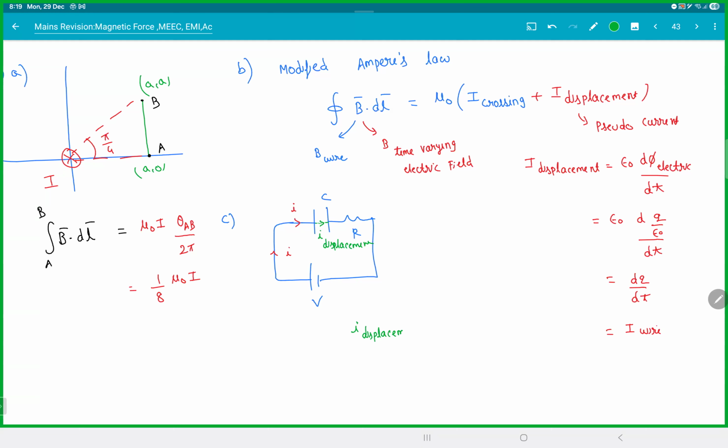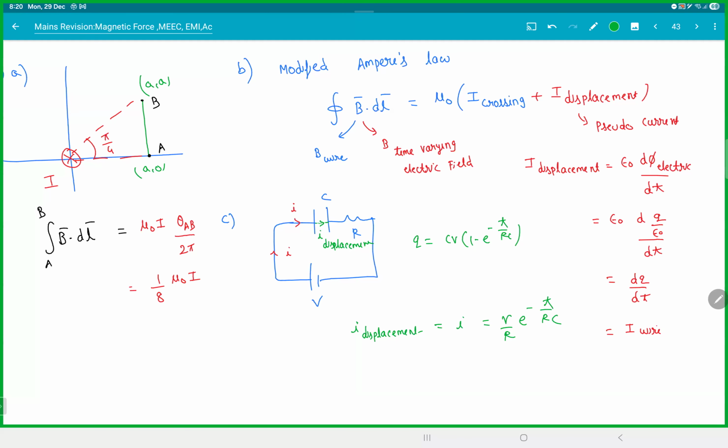So don't worry too much. Just calculate the current in the circuit. That is I displacement. How much is that? dq by dt. This is an RC charging circuit. What is the formula for this? CV into 1 minus e power minus t by RC. So current I will be V by R into e power minus t by RC. That's your displacement current. Clear with this?